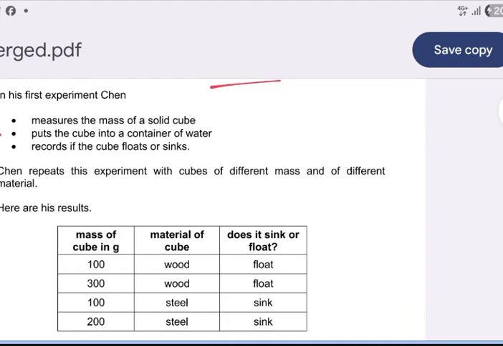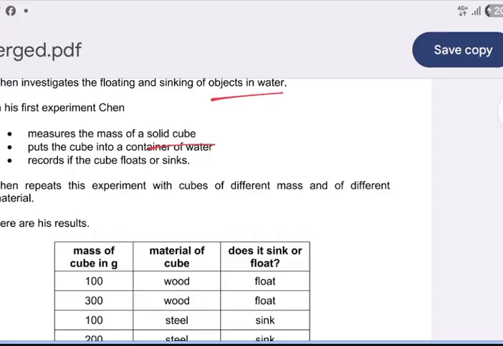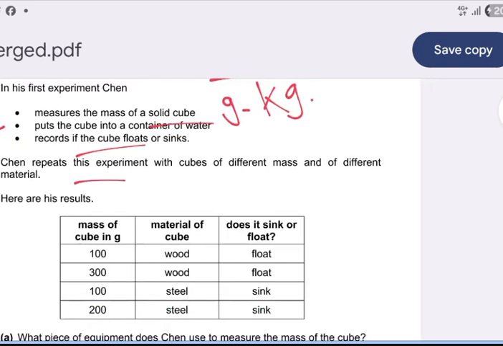So in his first experiment, Chen measures the mass of a solid cube. Measuring the mass means how many grams or how many kilograms, right? And then he puts the cube in a container of water. Why does he measure the mass? Because maybe it's so heavy, maybe it's too light. And after this, to measure the sinking and floating, I have to drop it in water or liquid. And then he records which cubes float or which cubes sink. And we said to make a fair test, we have to repeat the experiment many times for different masses and of different materials.